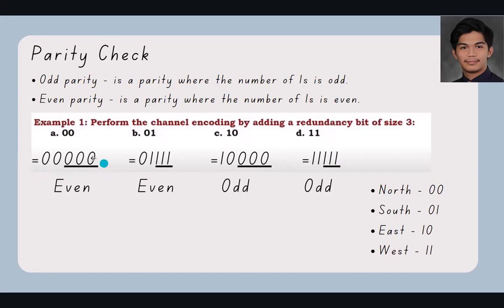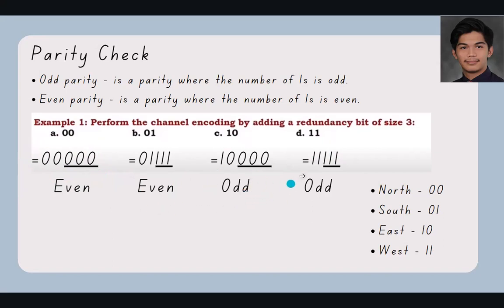After you get the encoded words, next is to check if each of the following code words are even or odd. And as you can see, the first two examples are actually even, while the last two examples are odd.